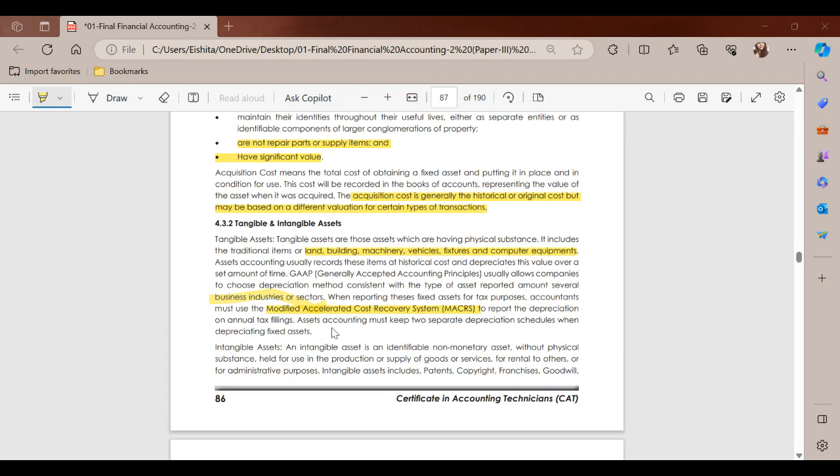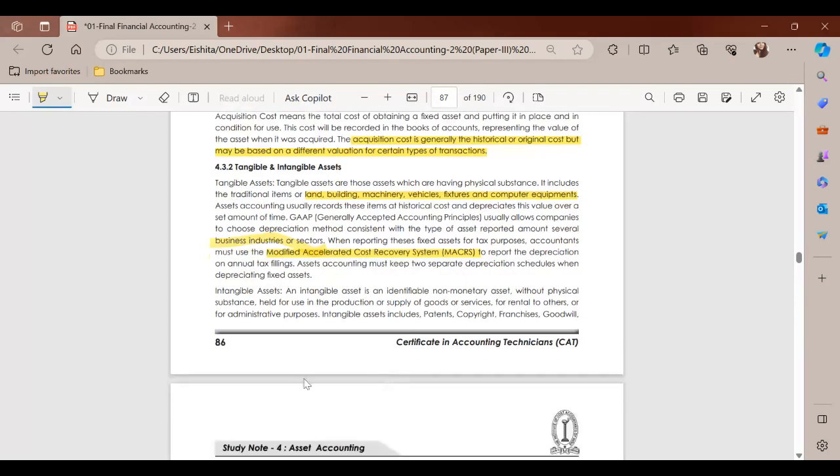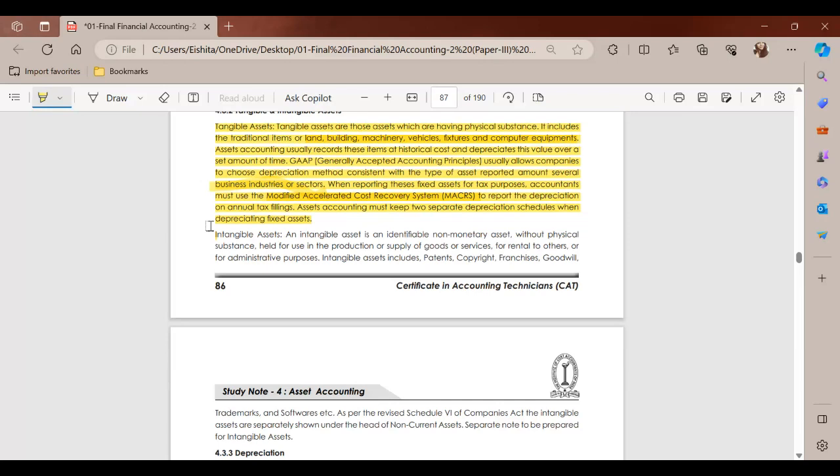Asset accounting, that is about the tangible asset. Okay. What is intangible? An intangible is an identifiable non-monetary asset without physical substance, held for use in the production of supply or goods, for rentals to others, or for administrative purposes.